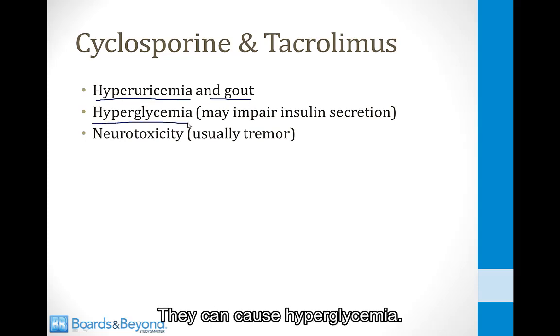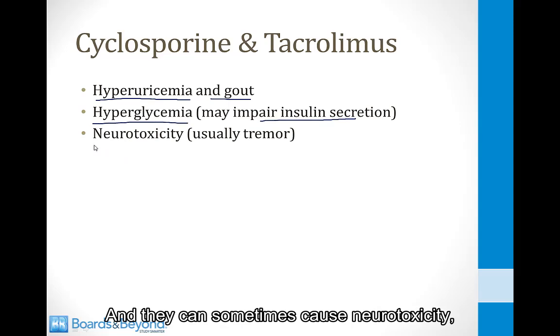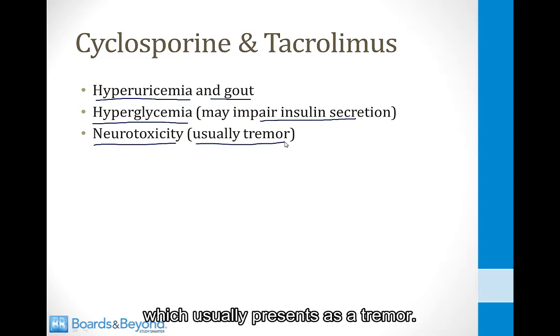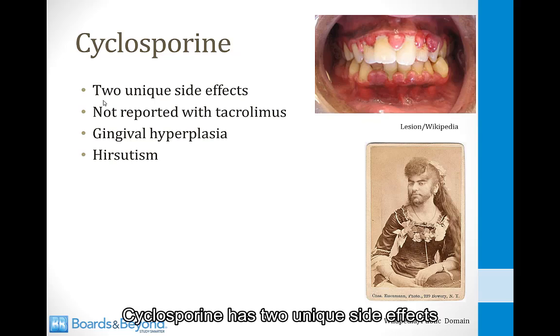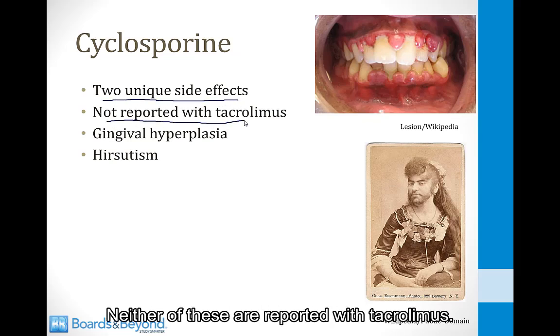Other side effects of these drugs: they can raise the uric acid level and cause gout. They can cause hyperglycemia. They may impair the secretion of insulin, and they can sometimes cause neurotoxicity, which usually presents as a tremor. Cyclosporin has two unique side effects you should be aware of. Neither of these are reported with tacrolimus.